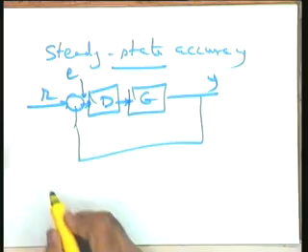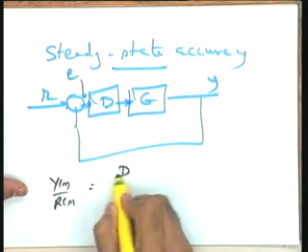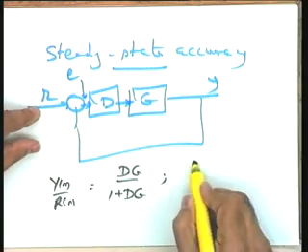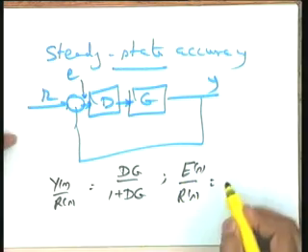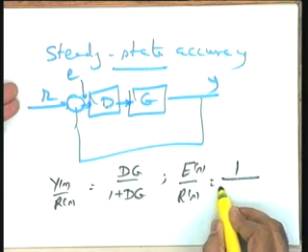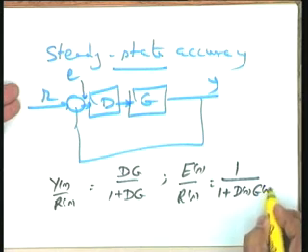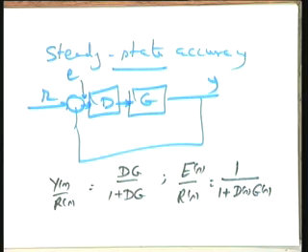Now please see in this particular case, Y(s)/R(s) is equal to D(s)G(s) over 1 plus D(s)G(s), and E(s)/R(s), I leave it to you, a simple exercise. You can look at this block diagram. What is E(s)/R(s)? 1 over 1 plus D(s)G(s). Please check this point. This is your E(s)/R(s). E(s) is the error. This is 1 over 1 plus D(s)G(s).